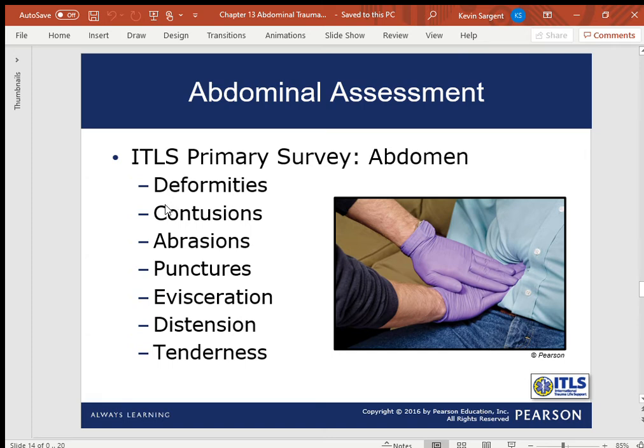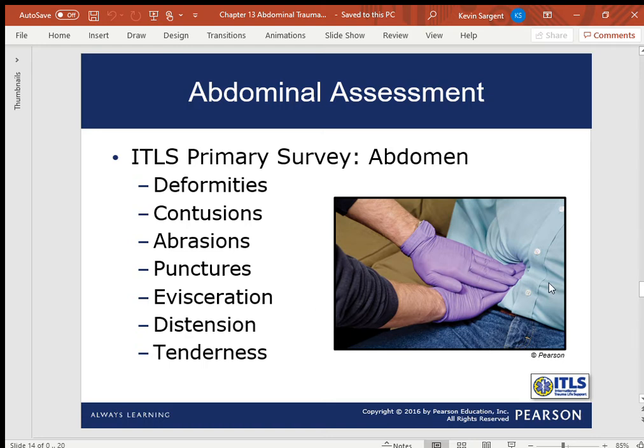But we have the deformity. So does something look out of the ordinary? Is there contusion, meaning bruising? Is there abrasions, which is scuffing of the skin, basically, road rash? Are there punctures or penetrations, something entering from the outside in? Are they eviscerated, meaning are the insides hanging out? Is there distension, meaning is their belly protruding? Is there tenderness when you touch them?